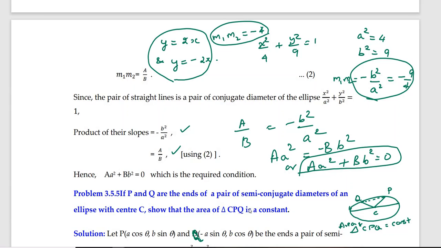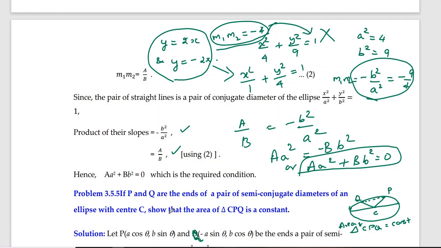On the other hand, if we consider instead of this ellipse, x square by 1 plus y square by 4 equal to 1, then in that case we will have b square to be 4 and a square to be 1. So in that case we will have these two lines to be conjugate diameters with respect to this ellipse. With respect to this ellipse it is conjugate, whereas with respect to this these two lines are not conjugate.